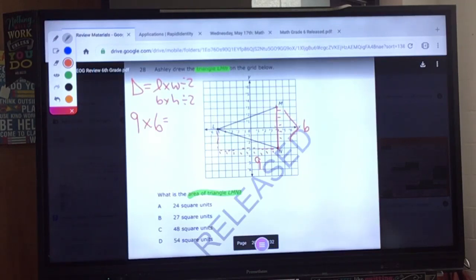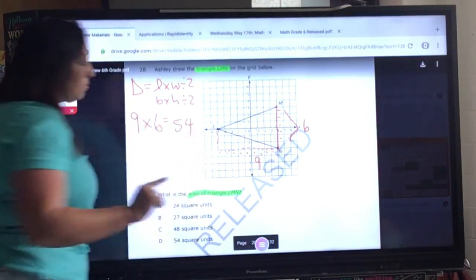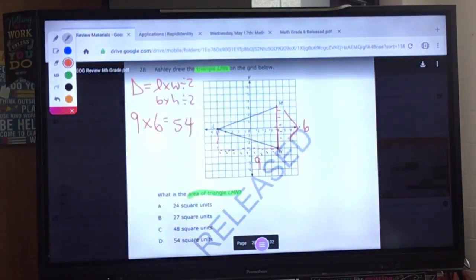Levi? 54. Okay. Is that my answer? No. But do you see that as an answer choice? Yes. Why do you think they did that? Trying to trick us. Trying to trick you, right?